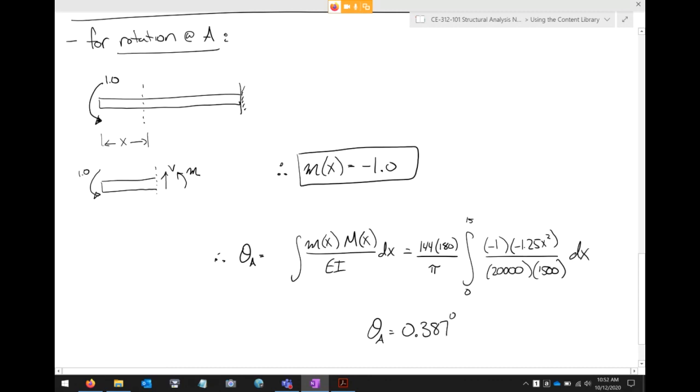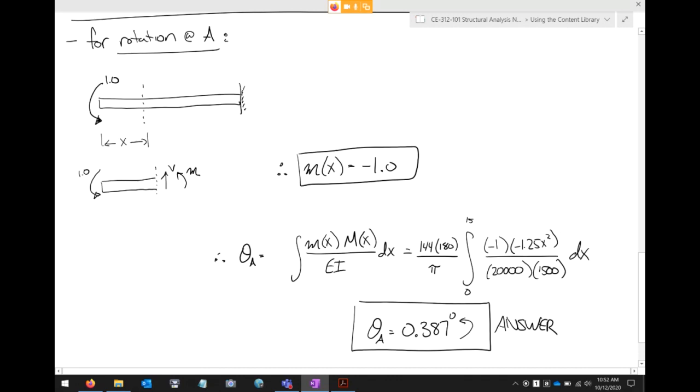And so our unit conversion factor tells us that that's in degrees, and then our fact that it comes out positive says it's in the direction that we assumed.